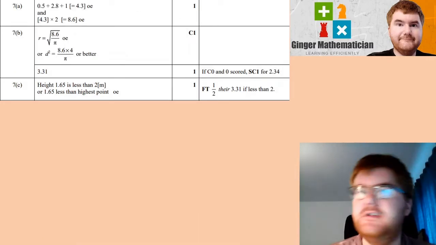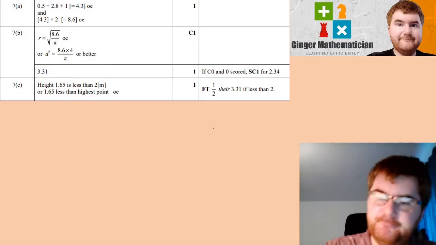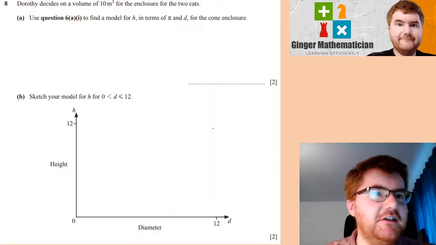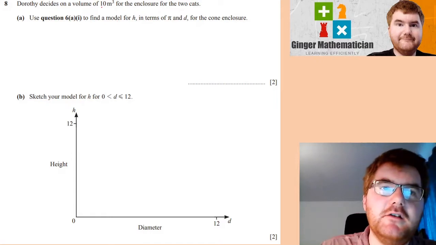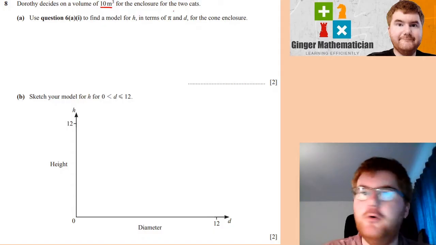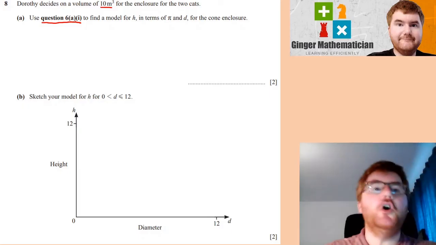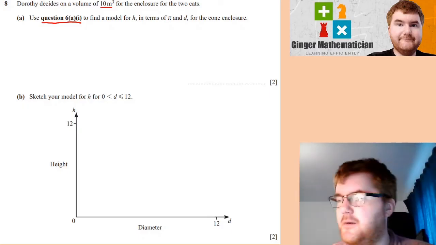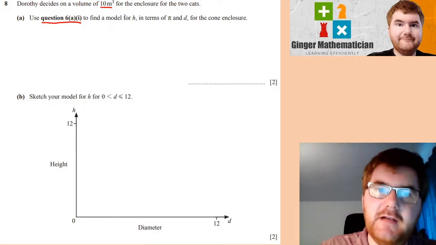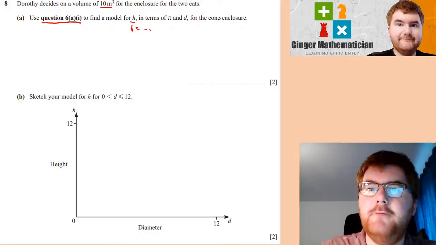And you can check through the answers and what we've done here in terms of where you get your communication marks. On we go to question 8, and finally Dorothy's made a decision, that's good, to have a volume of 10 cubic meters for the enclosure for the 2 cats. Now this is really important in this kind of paper. Whenever you see something bold, that's telling you go back to that part and use that in some way. So using question 6ai to find a model for h, you want h equals something in terms of pi and d for the cone enclosure.